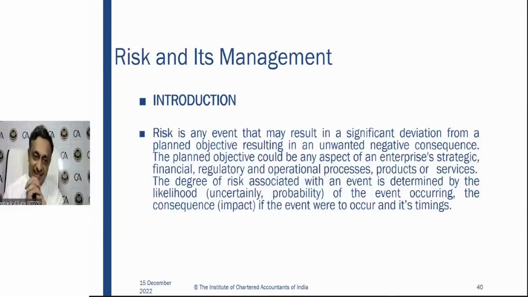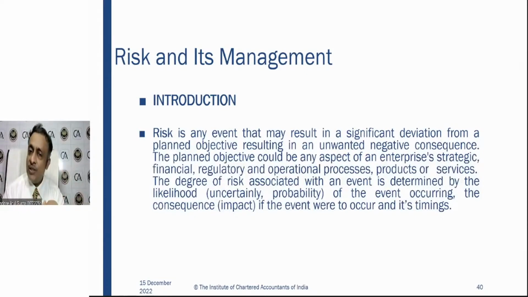That becomes a risk. The planned objective could be any aspect of an enterprise: strategic, financial, regulatory, operational, processes, products, or services. Now see, if you read this together, basically it covers every aspect of the entity. To make it more simple, whatever is there below the sun and belongs to the entity is subject to risk. वह सब कुछ जो एंटिटी का है और सूरज के नीचे है, उस सब को रिस्क प्रभावित कर सकती है, ऐसे याद रख सकते हैं.